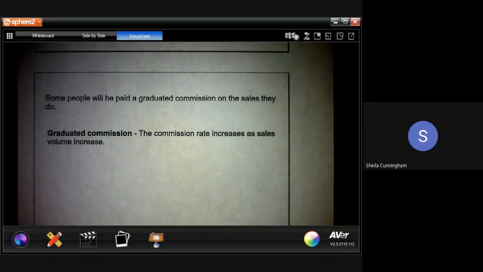So say maybe if you're selling, I don't know, whatever the product is, you sell up to $20,000 worth of that product, and maybe you get a 3% commission rate. But anything you do in sales above 20,000 will have a higher commission rate. Maybe your commission rate bumps up to 4% or 5%. So it kind of creates a little bit of an incentive for you to sell more so that you can bump up what your commission rate is. So that's what graduated commission is.